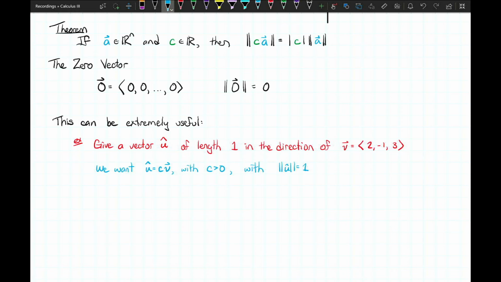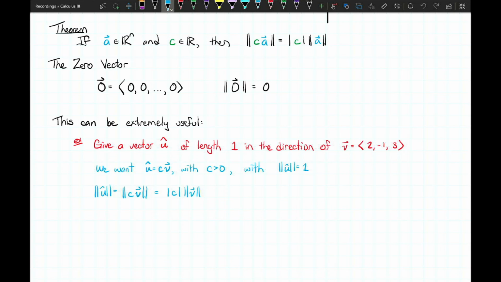Now remember, if we want u hat to be in the direction of v, then it must be a scalar multiple of v, and it has to have a positive scalar c. That way it's not going in the opposite direction. The other requirement is that we need to have the norm of u hat equal to 1. Well, using that equation that u is equal to c times v, then the norm of u hat must equal the norm of cv. And by this theorem, that is equal to the absolute value of c times the norm of v. Well, since c is positive, then the absolute value is simply equal to c.